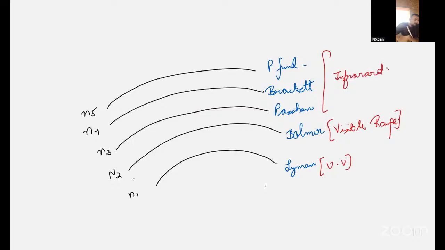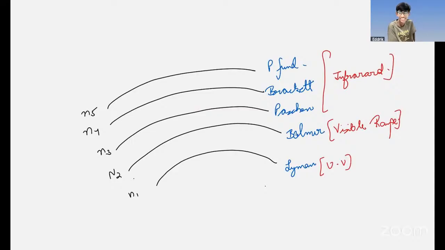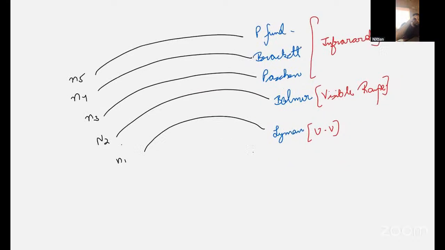Now, what is N1 and N2 and N3? N1 is basically the series of lines. A series of lines when the electron comes from a higher energy level to a lower energy level. So this is what we learn in that. Did you understand? Yes, sir.